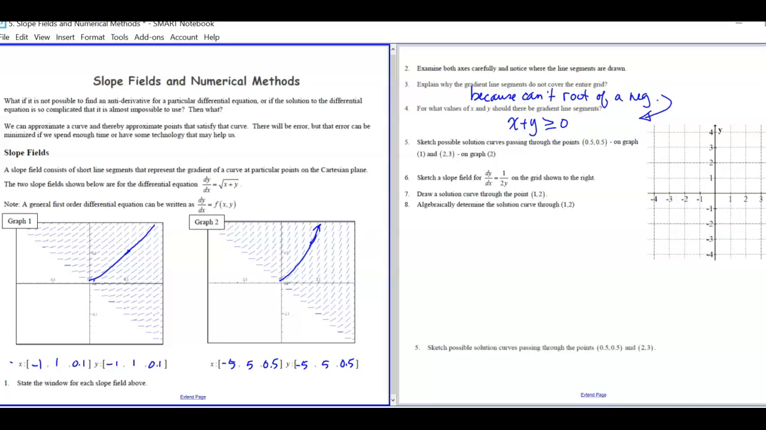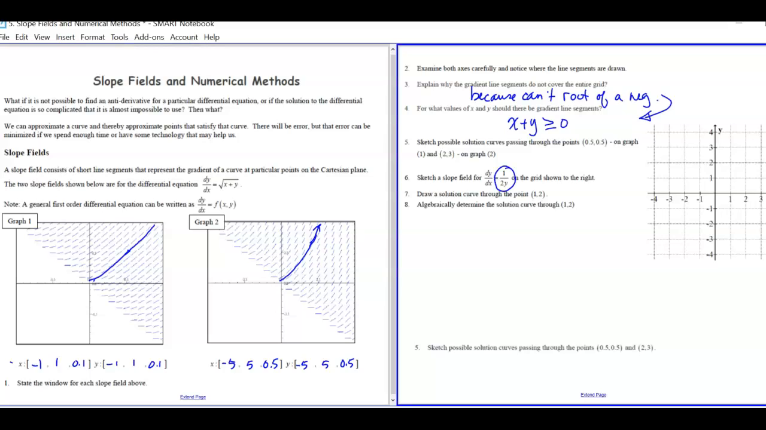Okay, so this one, we do know how to solve that differential equation, but we're going to do it using slope fields, and then we can compare, right? It says sketch a slope field for that function on the grid, then draw a solution curve. So 1 over 2y, this is your slope. For each of the y values, we want to draw those little lines. When y is 1, for example, your slope is a half. So for any x value, when y is 1, your slope is a half.